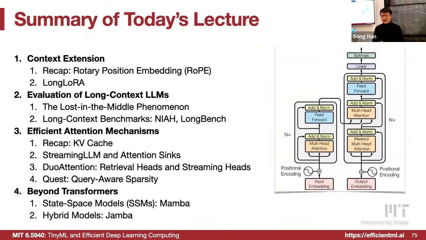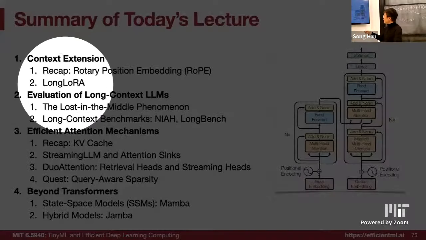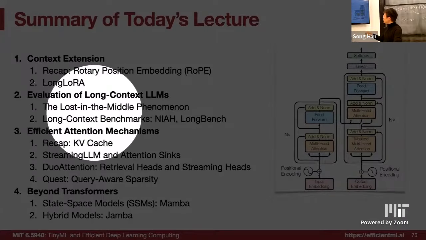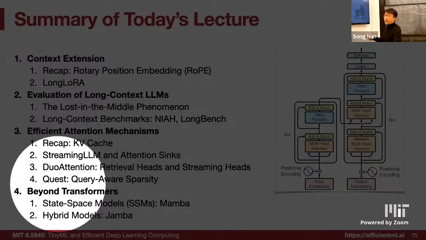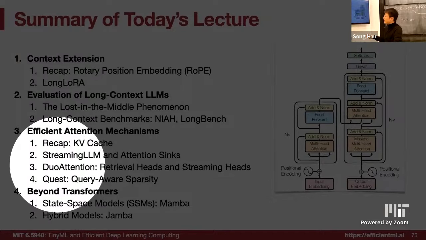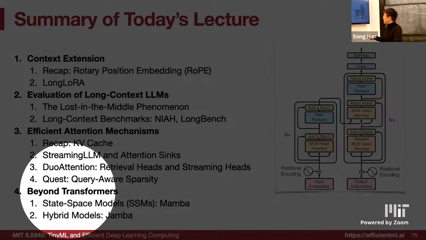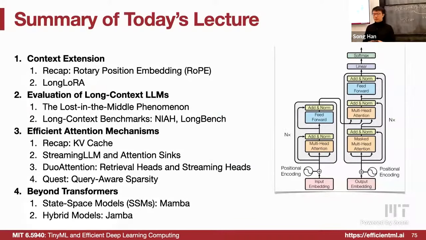All right, with that, here's a summary of today's lecture. We talked about long context large language models to handle long documents, high resolution images, and also long videos. We talked about LongLoRA to efficiently fine-tune long context models, and also introduced several benchmarks like needle in a haystack. We talked about StreamingLLM, DuoAttention, and Quest to exploit sparsity in the KV cache. Finally, beyond the transformers, we briefly introduced the state space model with constant KV cache size.